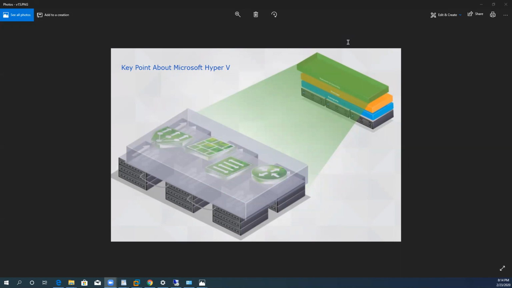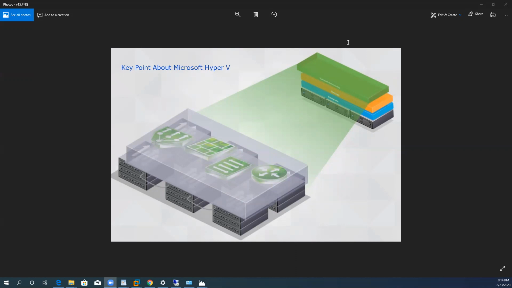But right now you see that I have installed the Server 2016 operating system, and after that I add the hypervisor feature. Most of the time students get confused about why we add the operating system first and then integrate the hypervisor feature on it. So here is the key point.